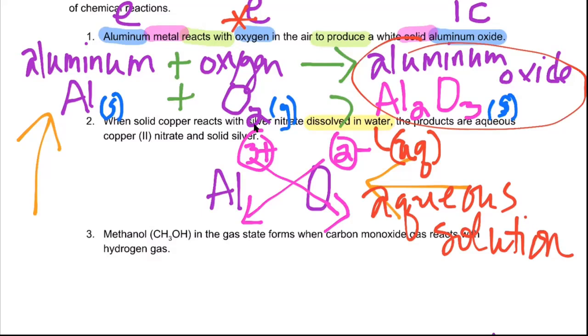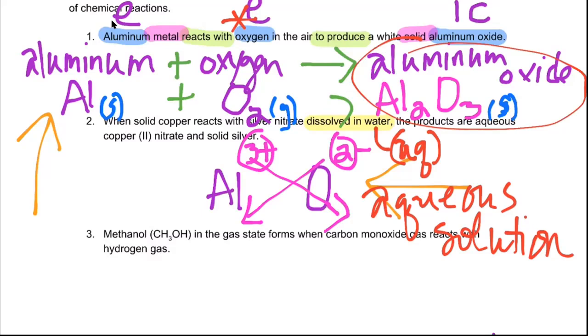Like this one, if I just replaced dissolved in water with aqueous, if I just said when solid copper reacts with silver nitrate aqueous solution, that doesn't make sense. You would put the aqueous solution first. You would say with an aqueous solution of silver nitrate. So depending on where you place it in the sentence, that determines which one you would use. As long as it flows and makes sense, you can use either one to describe it.